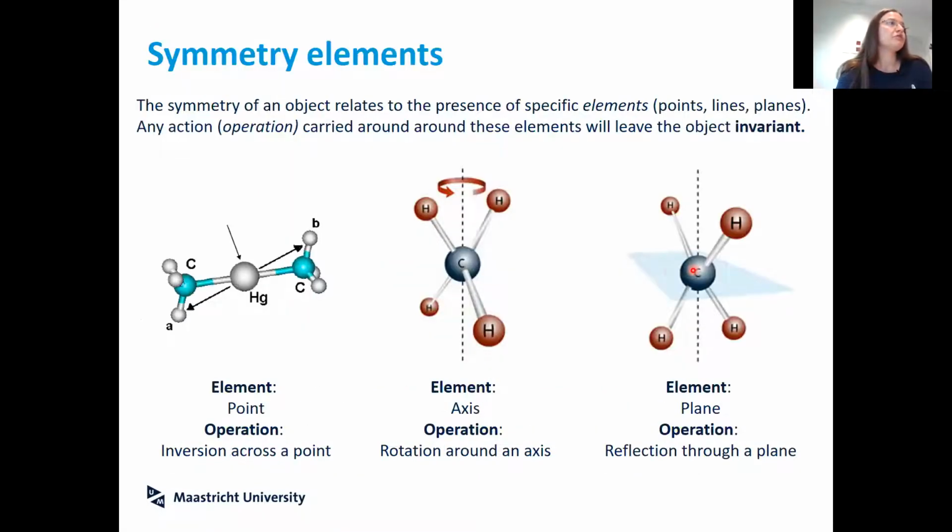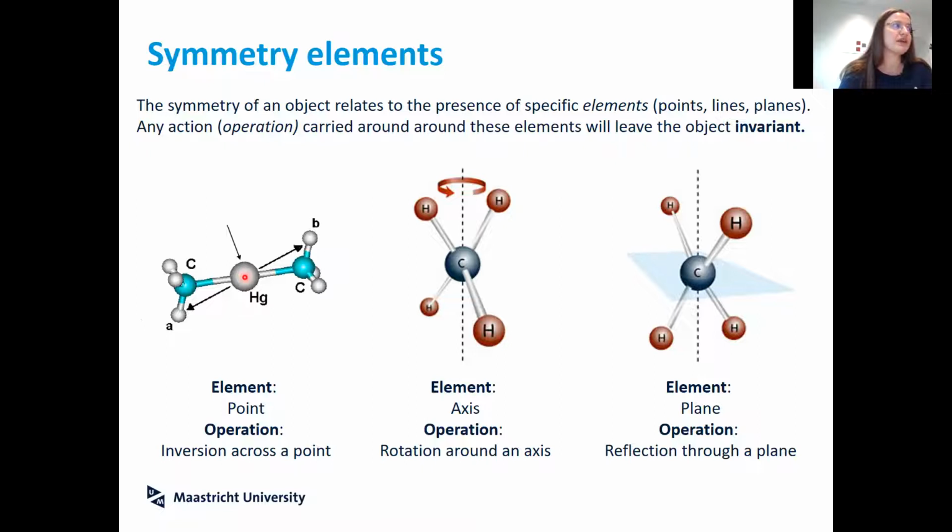So what do we mean when we say symmetry elements? We mean that the object that we are faced with, which in this case is a molecule, has a series of specific symmetry elements, which can be a point, a line, or a plane, upon which you can apply an operation. If the object is symmetric with respect to the operation, then the object will be invariant after you're done applying the operation. So when we say element, we mean that you can have a point.